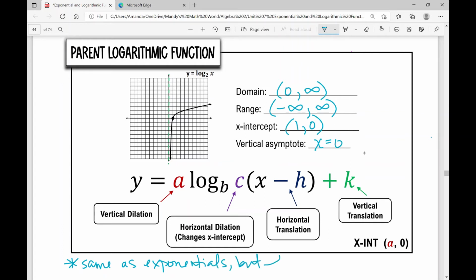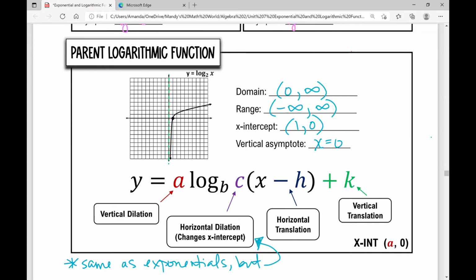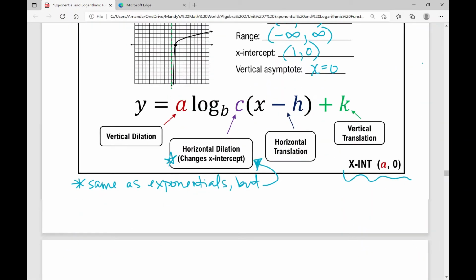But with the horizontal dilation, our vertical dilation isn't changing our y-intercept. The horizontal dilation changes the x-intercept. Okay, so let's move on.